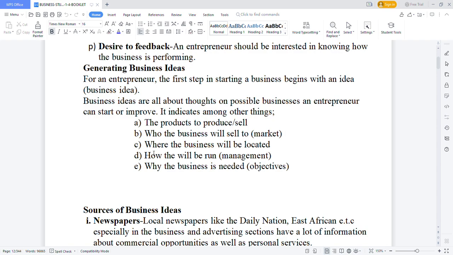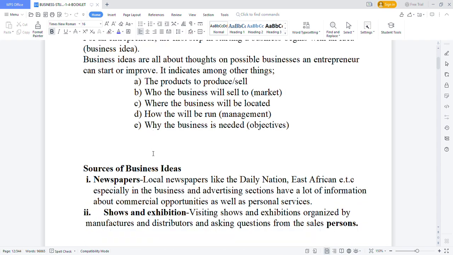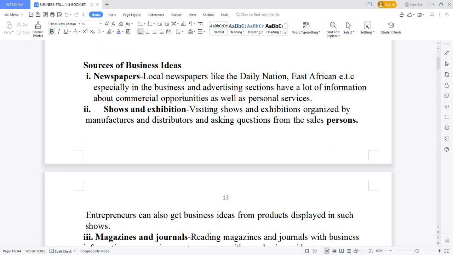It indicates, among other things, what are the sources of business ideas. In exam, you will be asked, explain 5 sources of business ideas, state 5 sources of business ideas. So where do you get these business ideas?